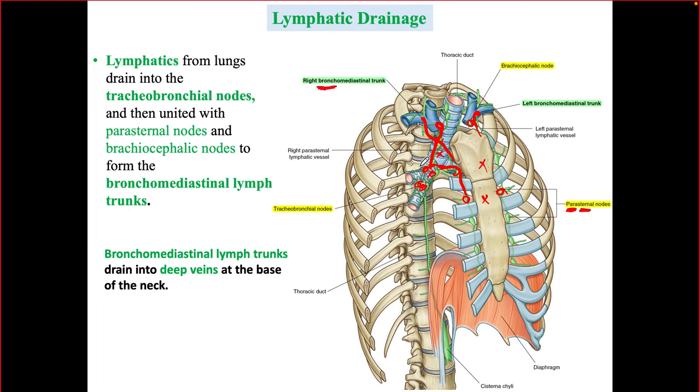Bronchomediastinal, because it drains the parasternal nodes and so forth. So they all drain into the deep vein. Why I'm not determining exactly is because there's a variation in the location, but mainly in the subclavian or at the bifurcation, or union, of the subclavian with the anterior jugular.